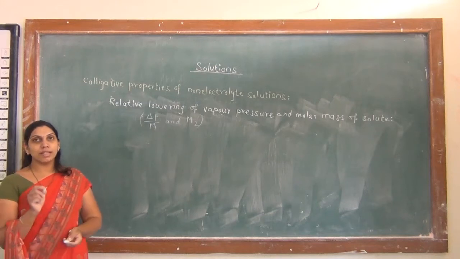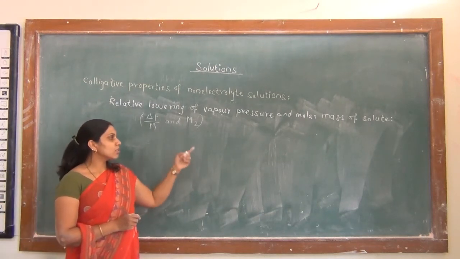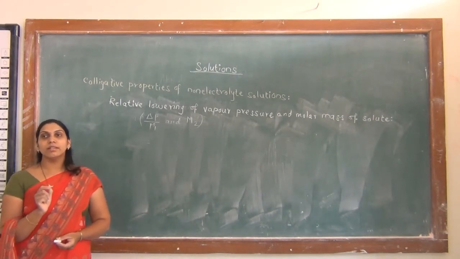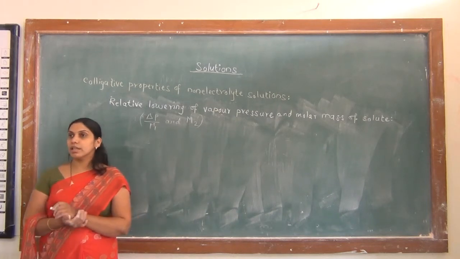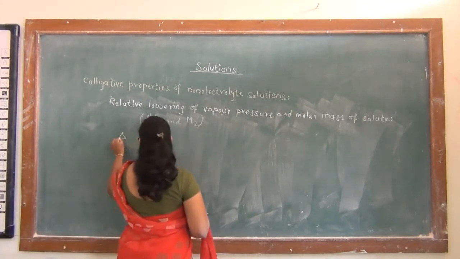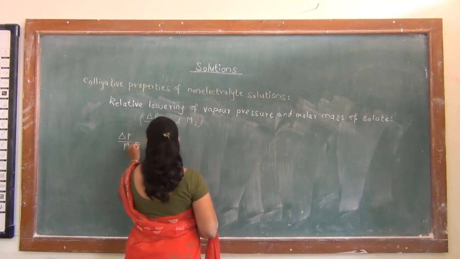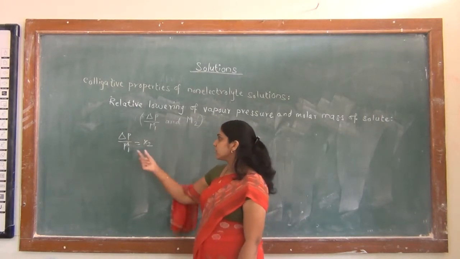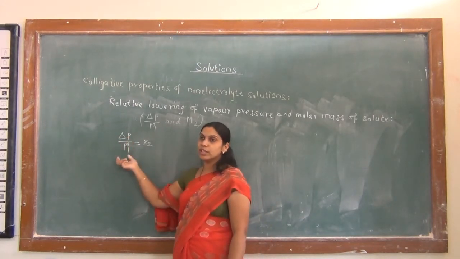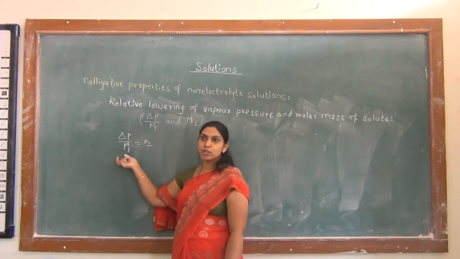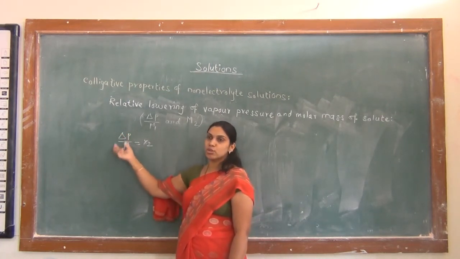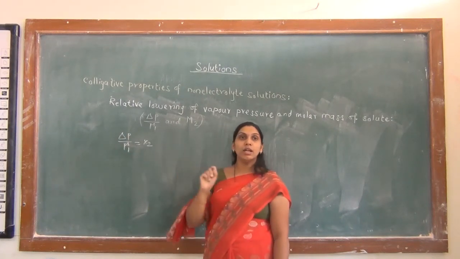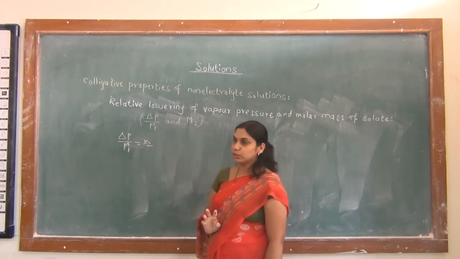The relation is like this. As studied in the relative lowering of vapor pressure, we know that delta P upon P01 is x2. What is delta P? It is lowering of vapor pressure. What is P01? P01 is the vapor pressure of pure solvent. So this ratio is called relative lowering of vapor pressure, which is equal to x2. x2 is the mole fraction of solute.